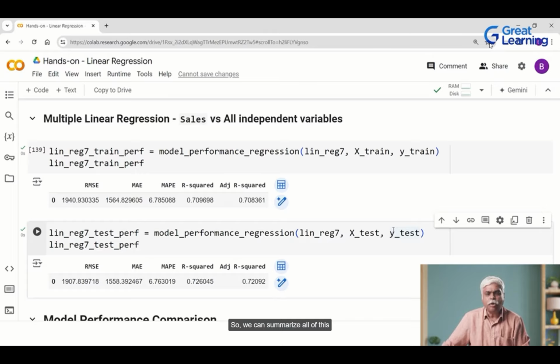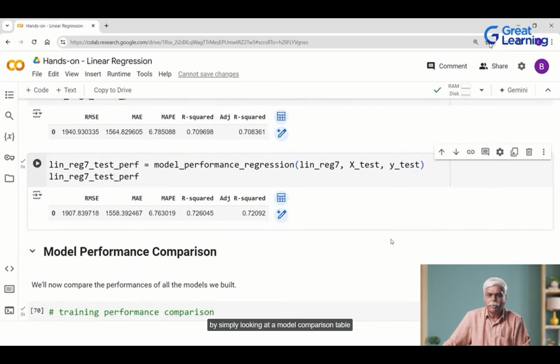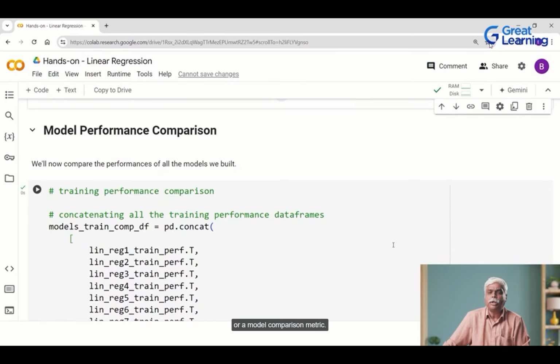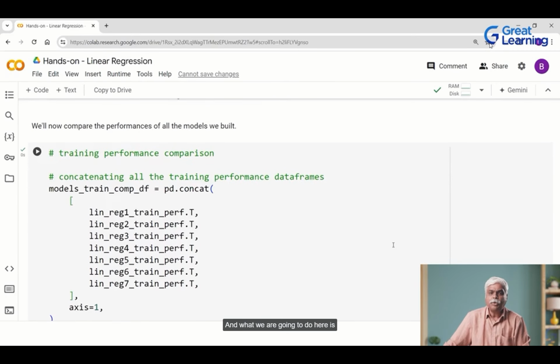So we can summarize all of this by simply looking at a model comparison table or a model comparison metric. What we're going to do here is look at all these models and see which model, to some extent, worked well or not. By some extent, what I mean is not all the models have performed well.